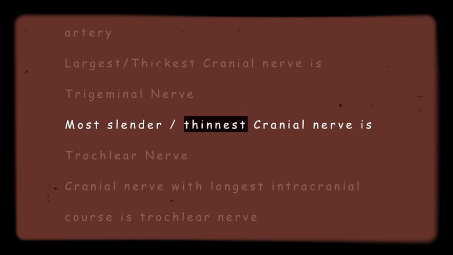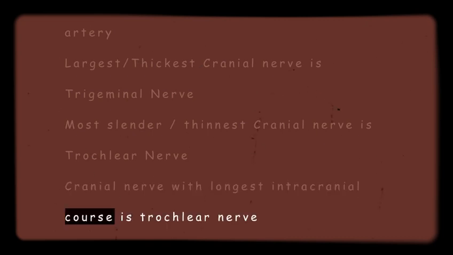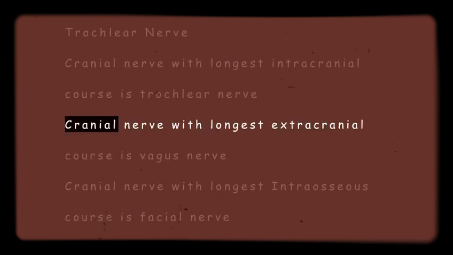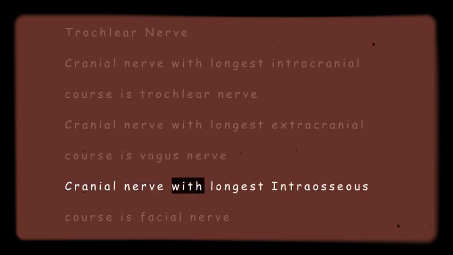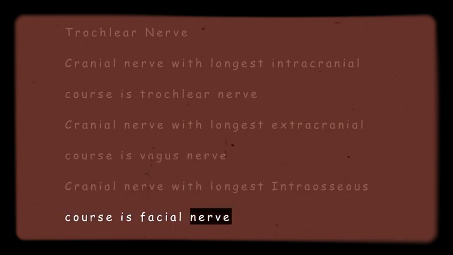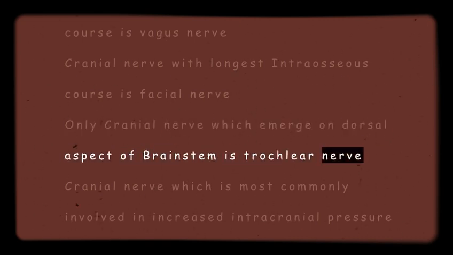Most slender / thinnest cranial nerve is trochlear nerve. Cranial nerve with longest intracranial course is trochlear nerve. Cranial nerve with longest extracranial course is vagus nerve. Cranial nerve with longest interosseous course is facial nerve. Only cranial nerve which emerges on dorsal aspect of brainstem is trochlear nerve.